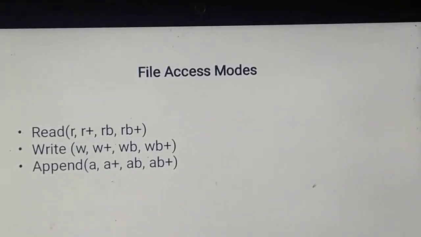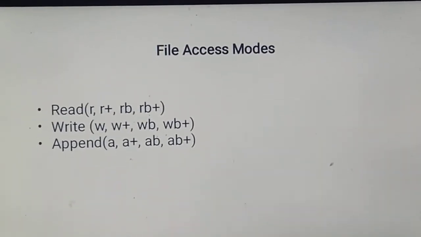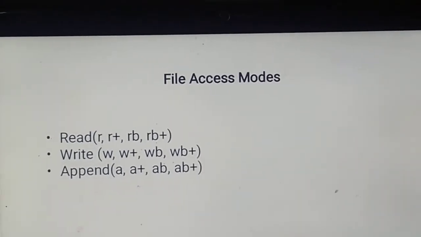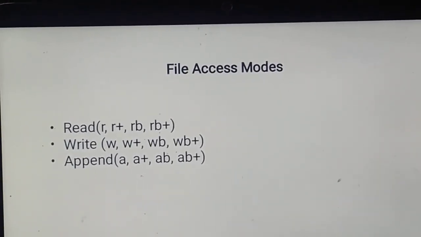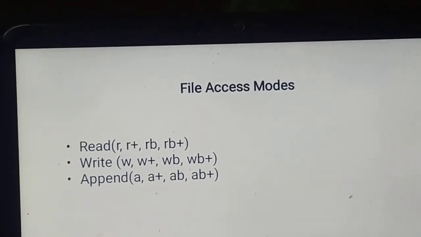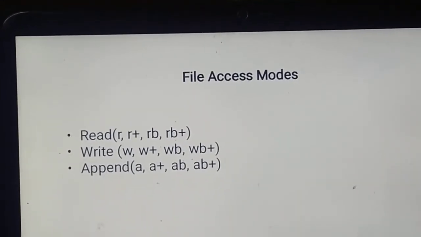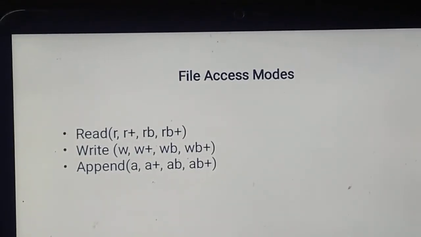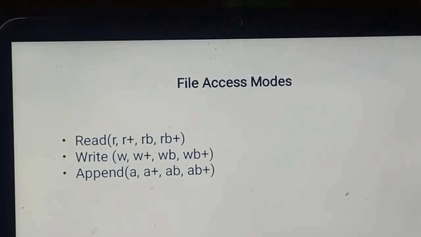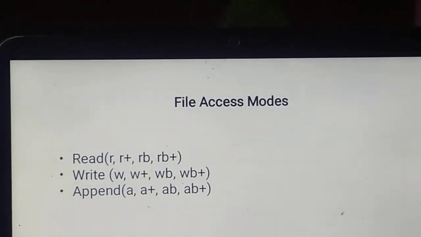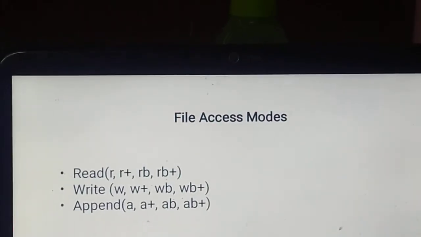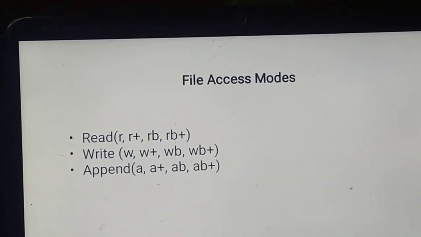The next mode we have is W plus mode. This access mode opens a file for both reading and writing. If the file exists, it overwrites the file, and if the file does not exist, it creates a file. But again, the most important thing is that it opens the file in both read and write mode. So whenever you are using W plus, it will allow you to read the file as well as write the file.